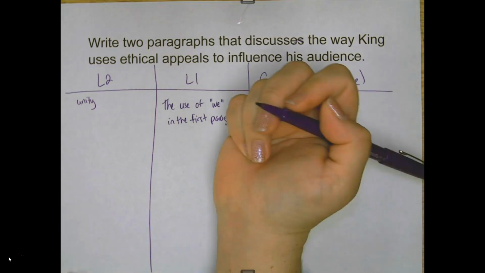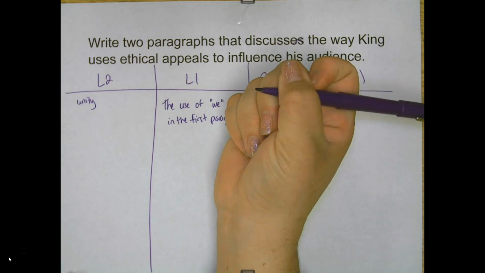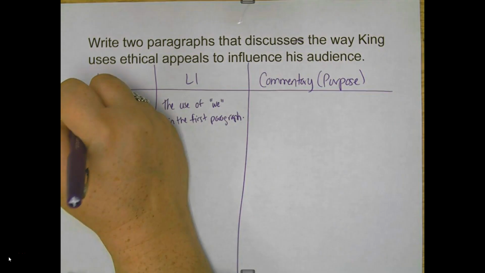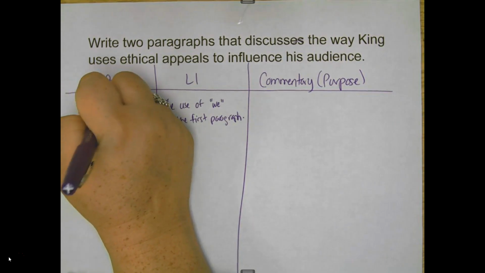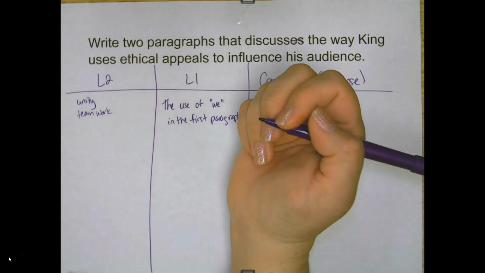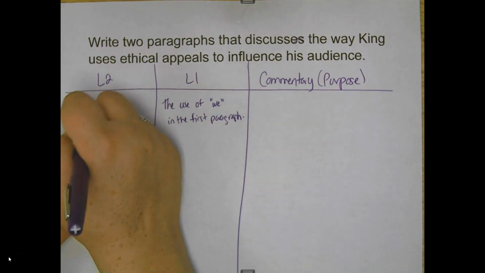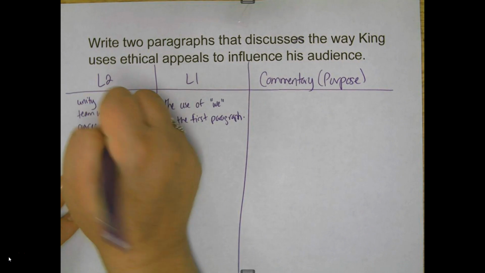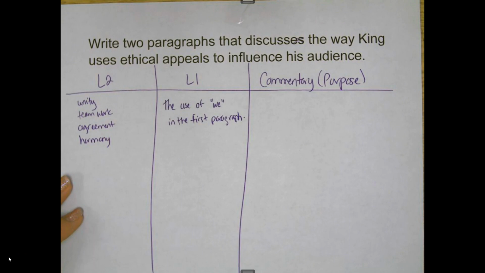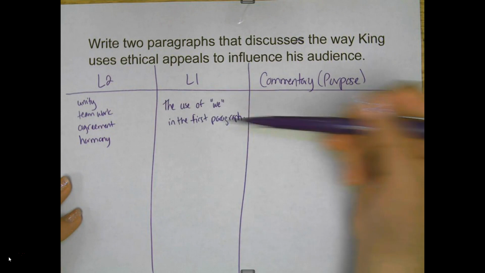I associate, let's think, teamwork, I associate agreement, harmony. Guys, I may have to use a thesaurus to find these. That's fine. So the use of we, these are the associations, and the commentary.